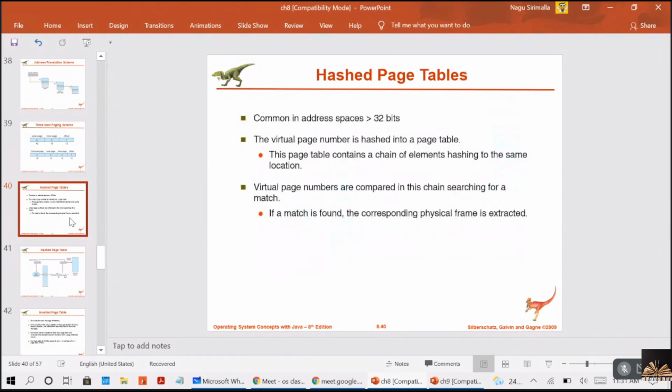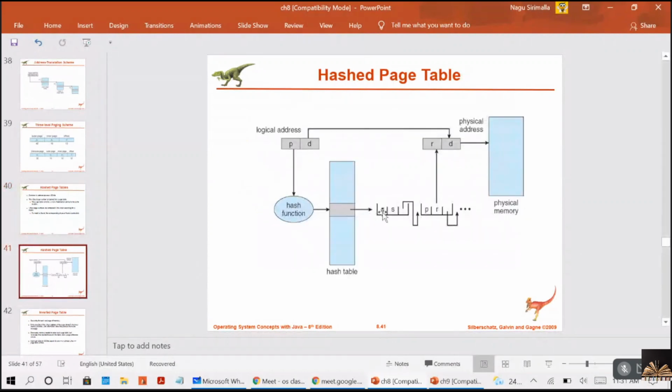So where we are going to use this hashing is where the address space is more than 32 bits, right? More than 32 bits. You have a variation of this hashed page table, the clustered page table. Here, in the hashed page table, each entry has only one page number, no? Instead, in the clustered paging technique, each entry will have a set of page numbers. That will be used in sparse addressing, right? So that point you can remember.